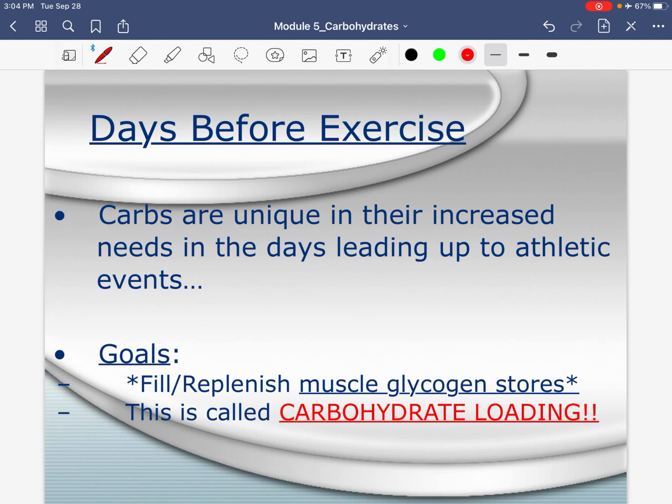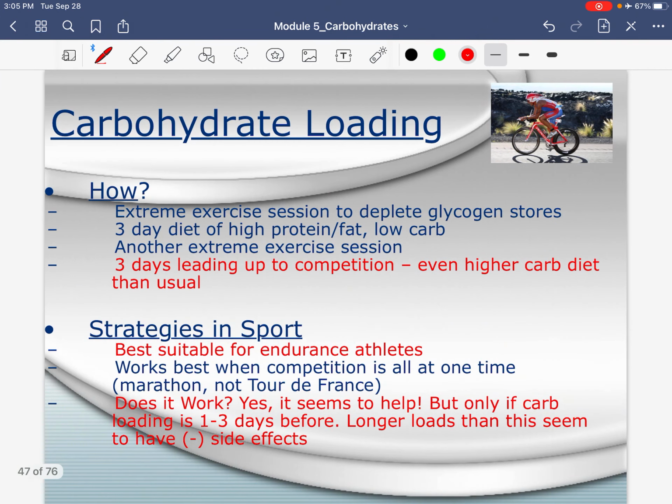Okay. Now, for athletes, days before the exercise, some form of carbohydrate loading may be beneficial. May. Not every athlete needs to do this. So this is particularly effective for endurance. This carbohydrate loading is really only applicable to endurance athletes: a marathon runner, long distance cyclist, triathlete, that's longer distance.